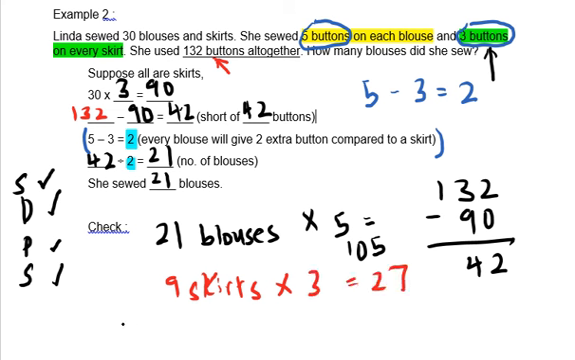So let's add them together. 105 plus 27 will give us 132, which is correct. I hope you understand this method of supposition. Thank you.